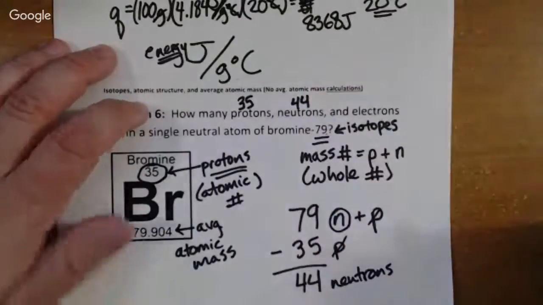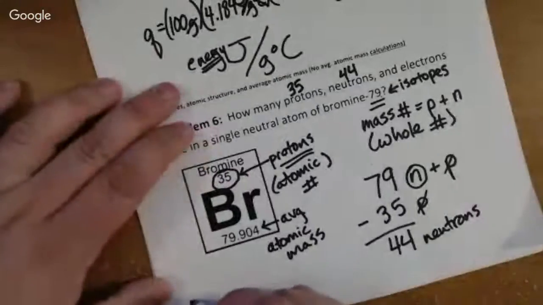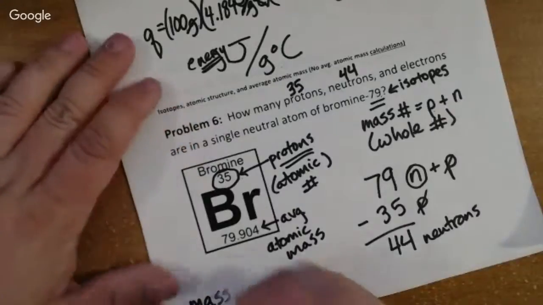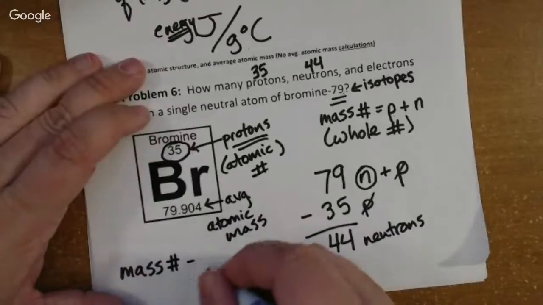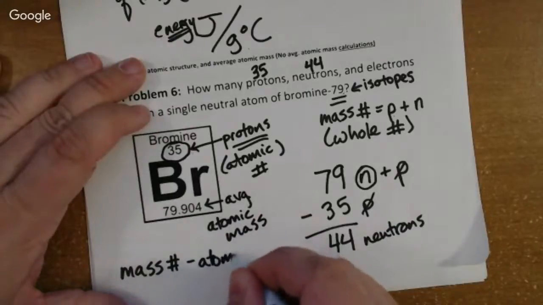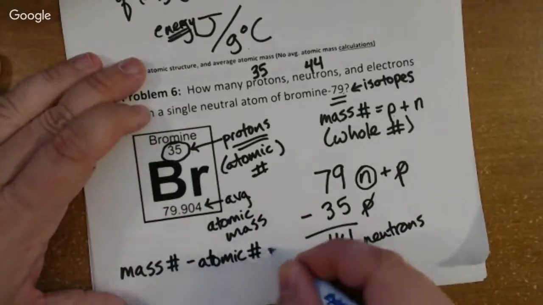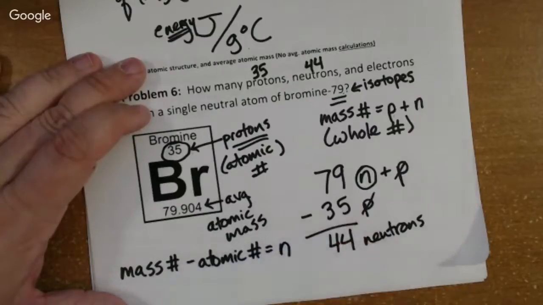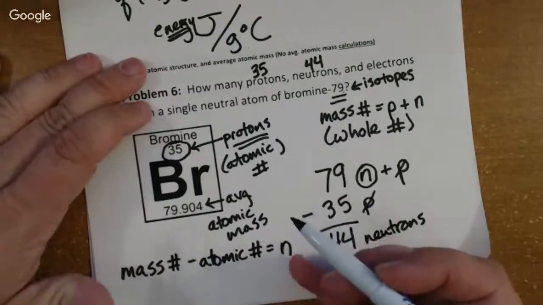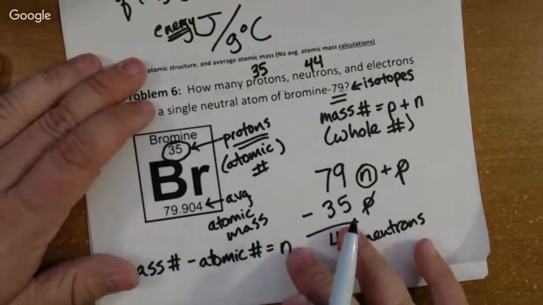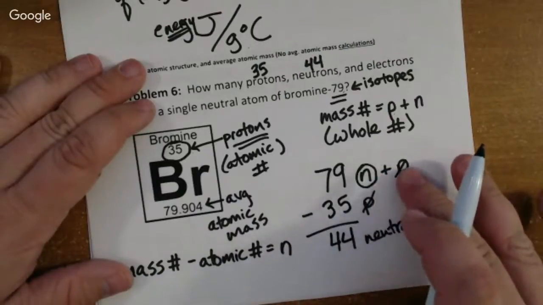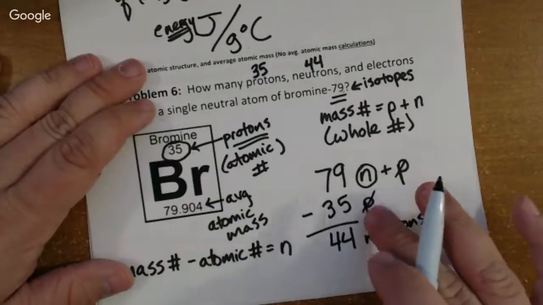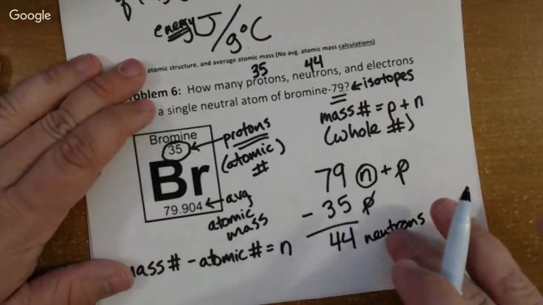So the shortcut here is, and I'll write it over here, mass number minus atomic number equals number of neutrons. Now this is not an equation that I would give on the exam just because it's not really an equation. This is just a relationship that you need to know. Mass number, neutrons and protons, minus atomic number, just the protons, gives the number of the neutrons.